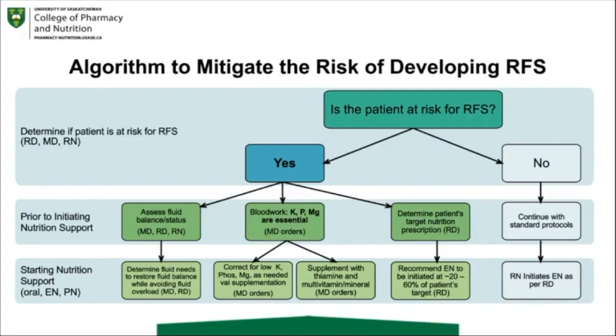From a nutrition perspective, the dietitian will determine what the patient's target nutritional requirements are. However, one of the most crucial aspects of reducing the risk of refeeding syndrome occurring is to start EN slowly, meaning providing a volume of formula that might be as low as 20% of their estimated calorie target. The higher the risk of refeeding a patient is, and this is easily determined by a dietitian, the lower the amount of calories that will be given. On the other hand, if a patient is not deemed at risk for refeeding syndrome, enteral feeding can be initiated as per standard protocols, as per the RD recommendation.